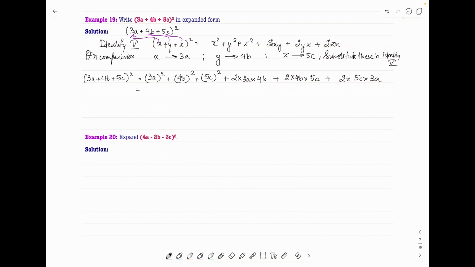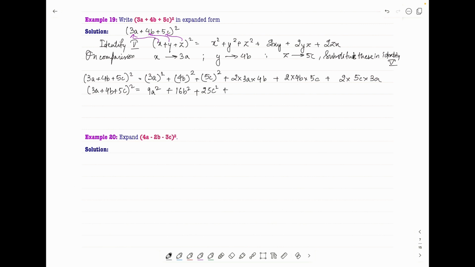When I solve this, what will I get? 9a square. So (3a + 4b + 5c) whole square is what? 9a square, plus 4b square is 16b square. 4 square is 16, b square is b square, so 16b square. Similarly, 5c whole square: 5 square is 25, c square is c square, so 25c square.